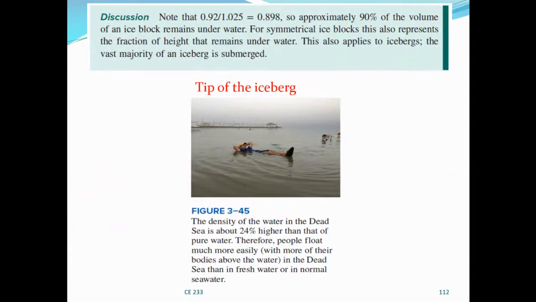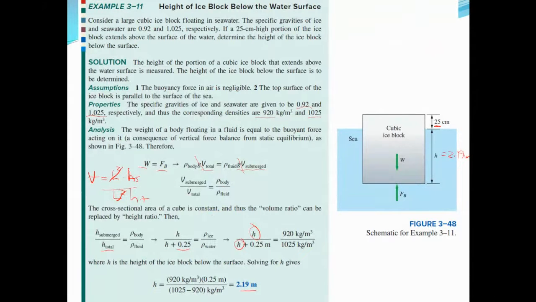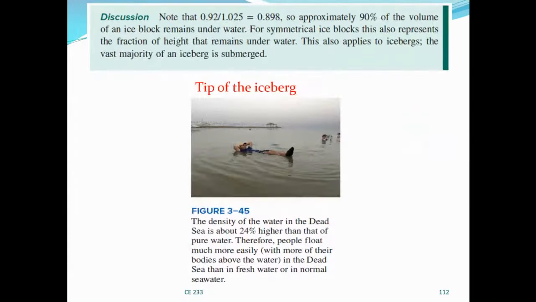Hence if you take the volume ratio, the density ratio, what is this? Approximately 90%. This is the volume ratio of the submerged body, meaning 90% of the volume remains underwater, 90% submerged. For symmetrical ice blocks, this represents the fraction of height that remains underwater.